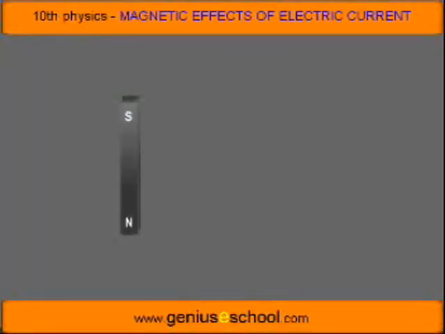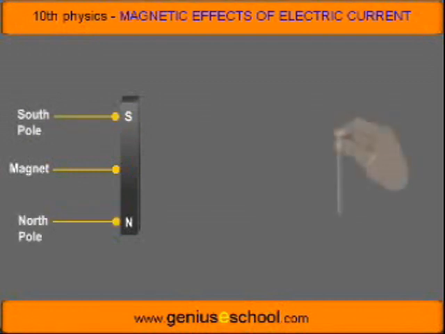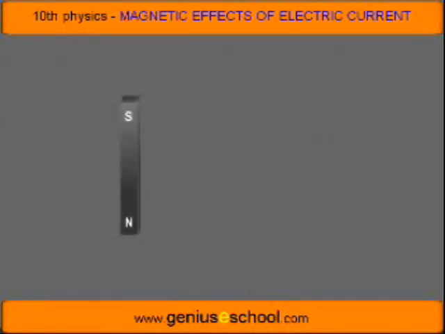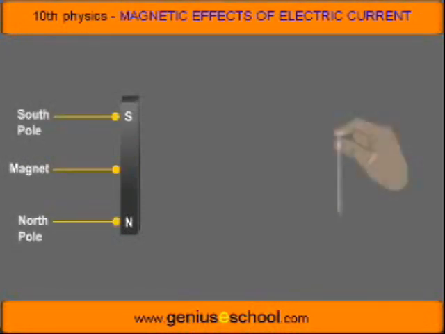In a bar magnet, there are two poles. One is the north pole and the second is the south pole. All magnets have their own magnetic field. If any iron particles come into that field, they will be attracted towards the bar magnet.